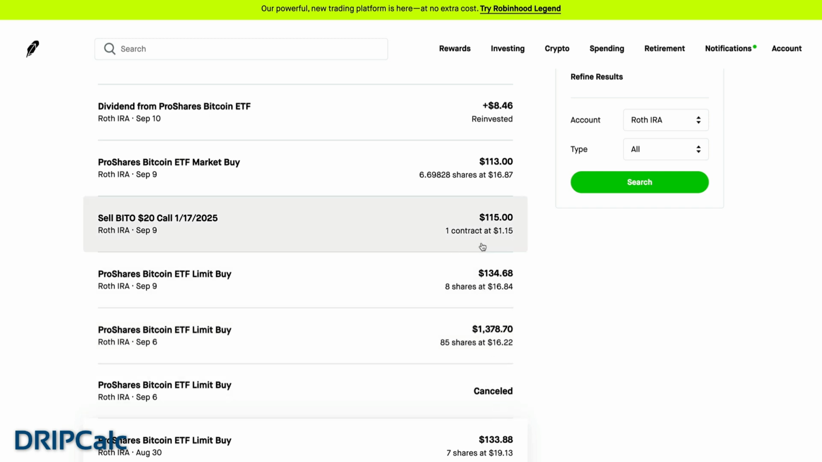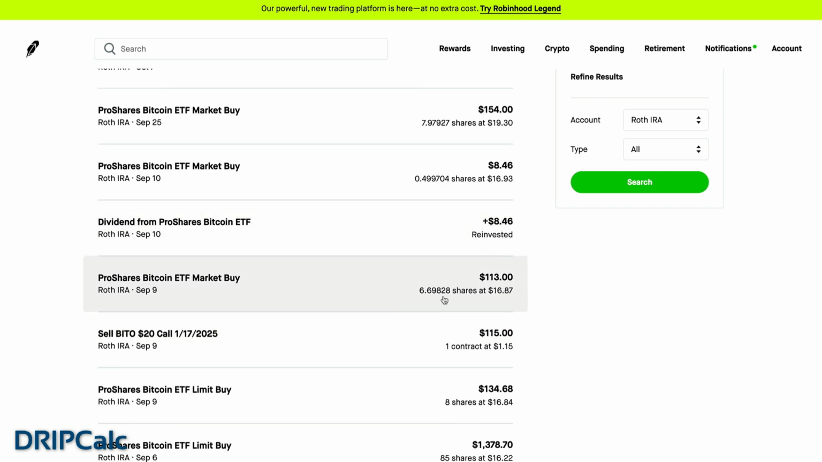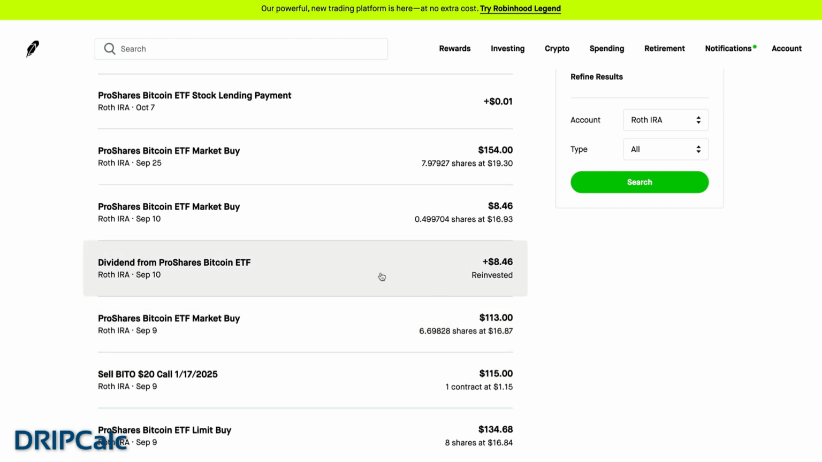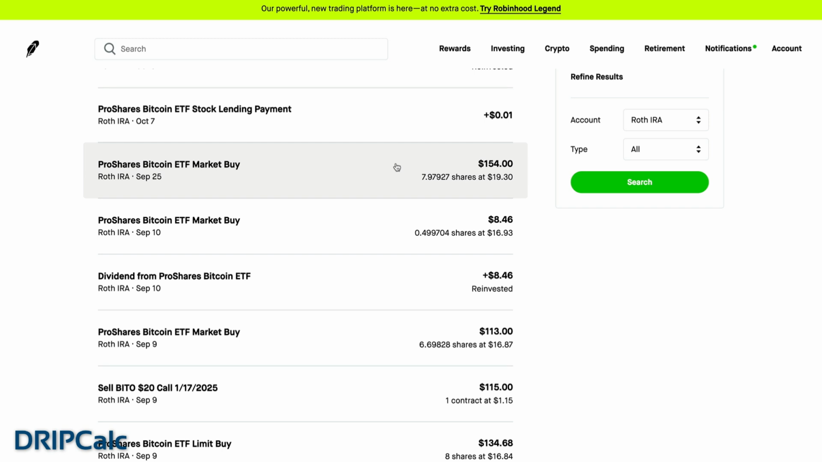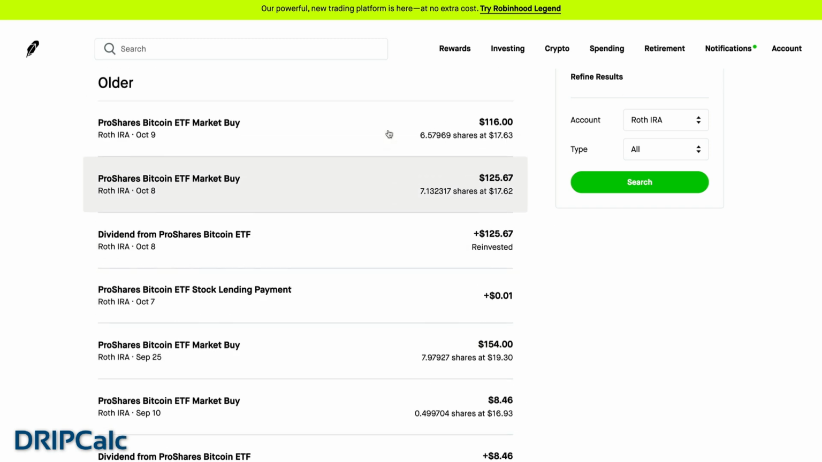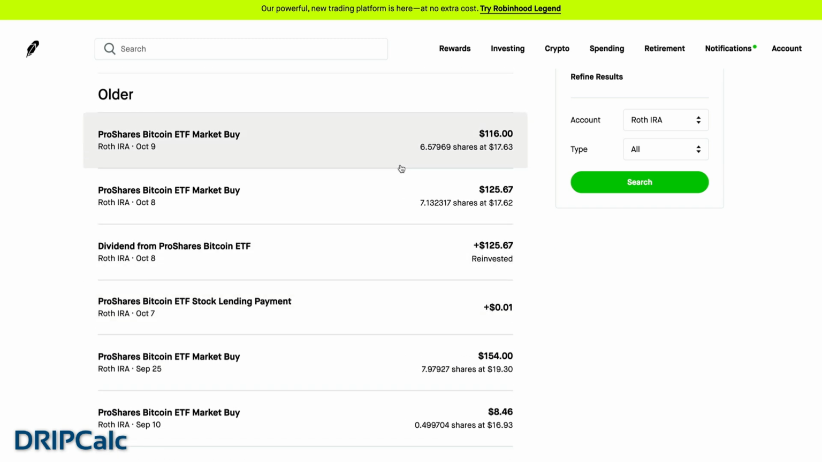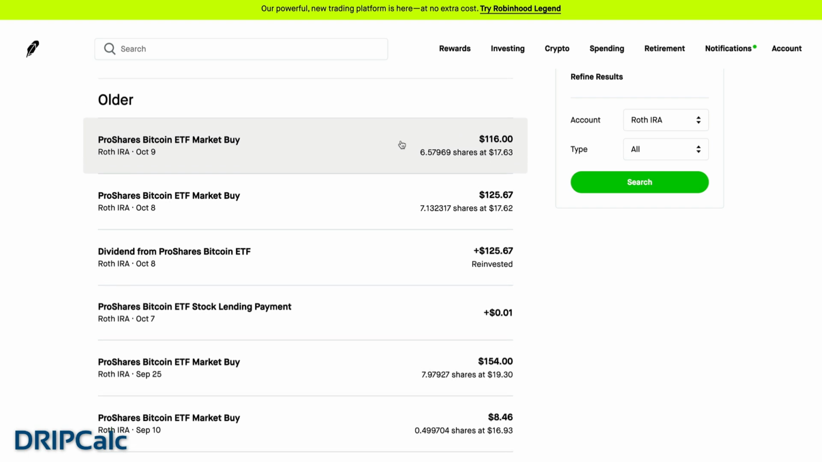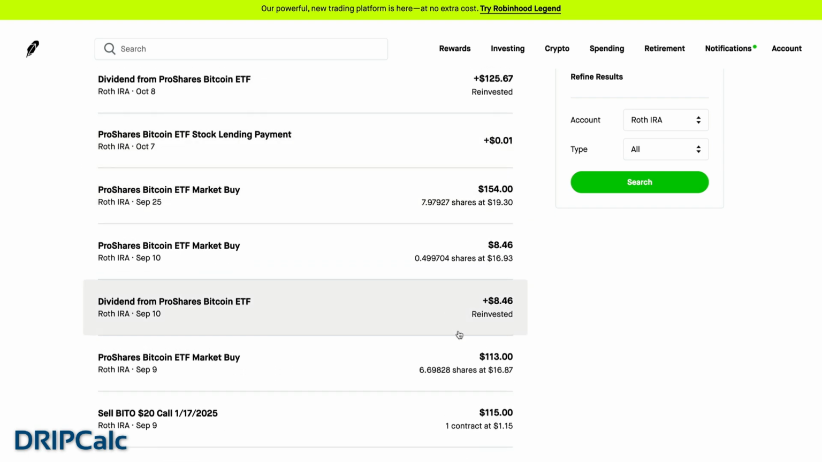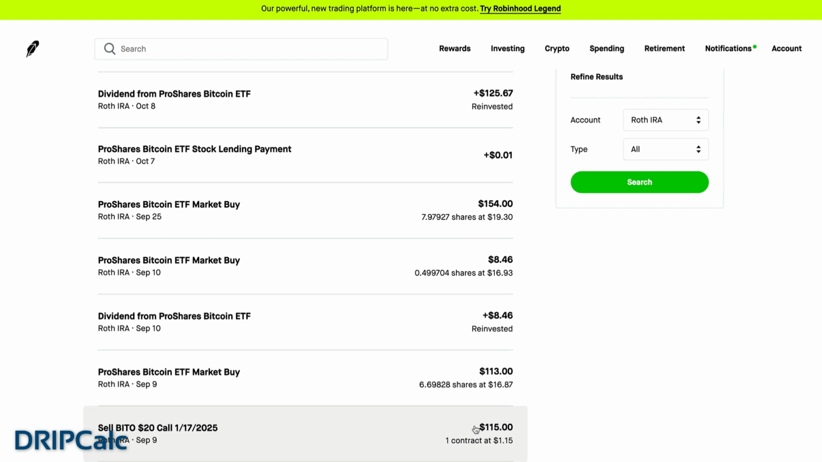At the time, that covered call paid like 15%, so I got $115 for it. I bought another almost 7 shares with it, and after that I started receiving the dividends and reinvesting them, and more dividends. Actually this is another market buy, but the rest of it is dividends being reinvested. Over here you can see $8, then another $2.50, and so basically $3.75 I've collected in dividends since I opened this position, plus over here I collected covered call premium.